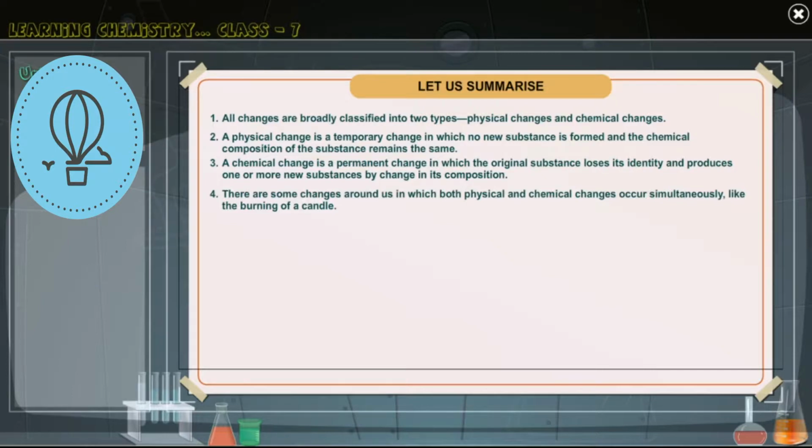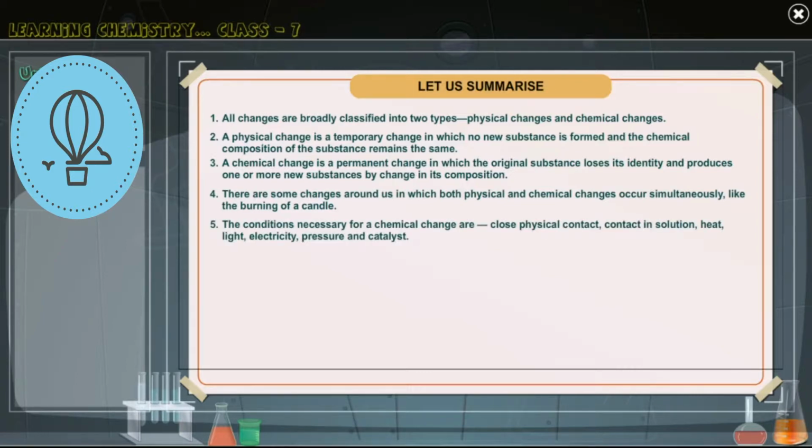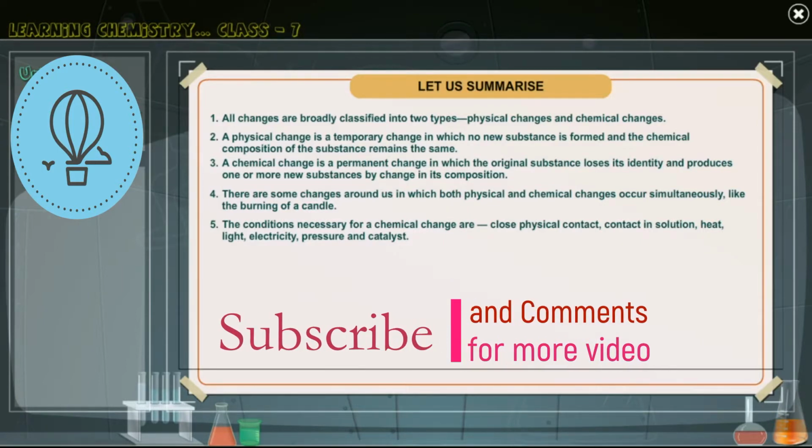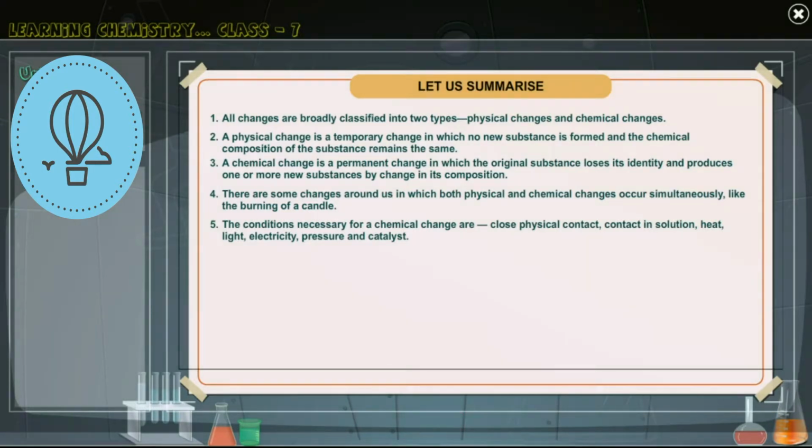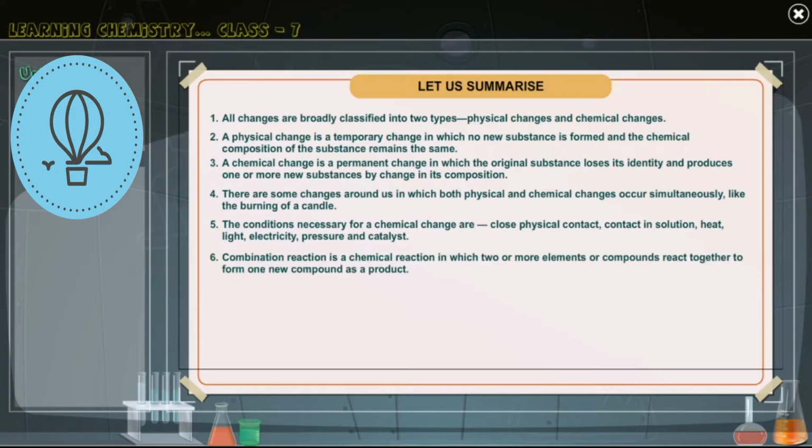4. There are some changes around us in which both physical and chemical changes occur simultaneously, like the burning of a candle. 5. The conditions necessary for a chemical change are close physical contact, contact in solution, heat, light, electricity, pressure and catalyst. 6. Combination reaction is a chemical reaction in which 2 or more elements or compounds react together to form one new compound as a product.